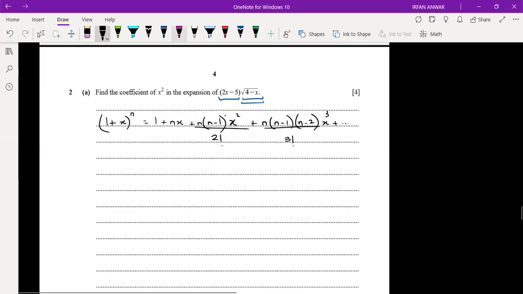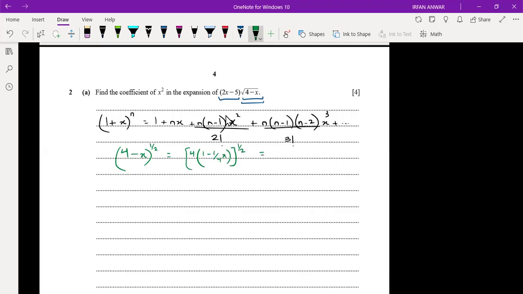Now, in order to have this 4 minus x converted into 1 plus x form, we need to do something with this 4, right? So let me just quickly erase it and put it here. So this square root of 4 minus x may be rewritten as 4 times 1 minus 1 upon 4 x, the whole thing raised to the power half.